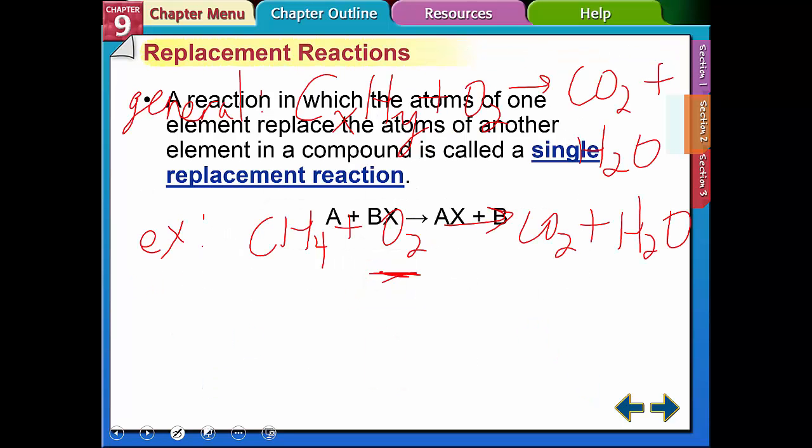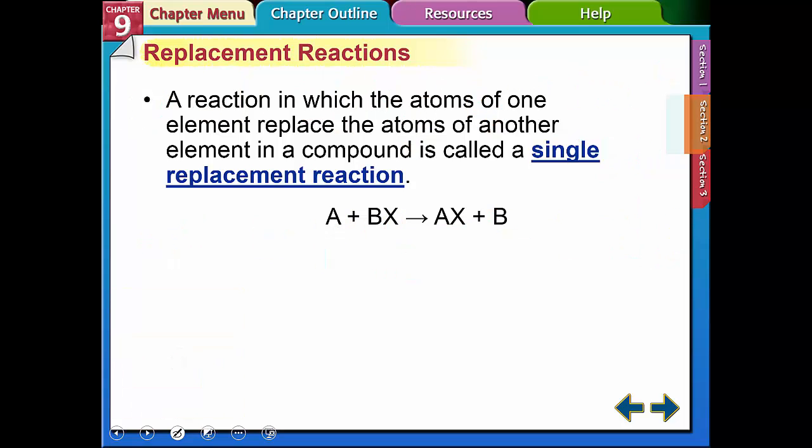Okay, now the next type involves both an element and a compound. So what happens, this is called a single replacement reaction, so named because the element that's by itself in the reactants replaces one of the elements that's in the compound in the reactants, and they essentially switch places. So now in the product side, the A and the B switch places, so A is now with X and B is on its own.